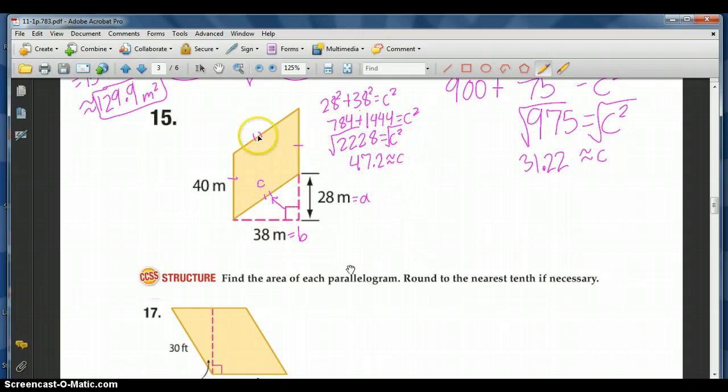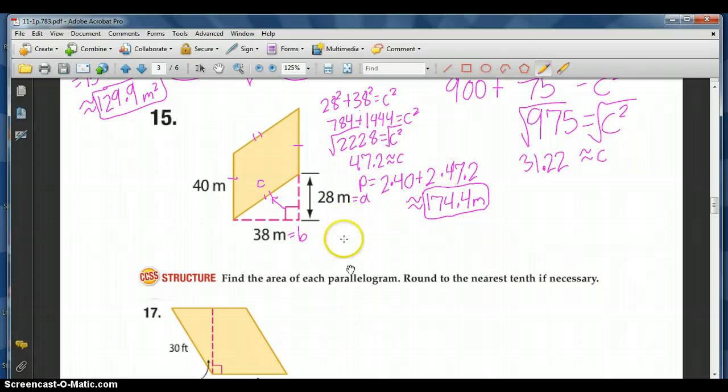Now that we know what these two sides are, we can take all four sides and add them up. So 2 times 40 plus 2 times 47.2. So our perimeter is approximately 174.4. And that is meters.